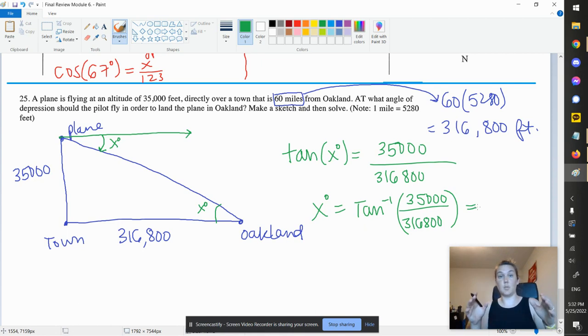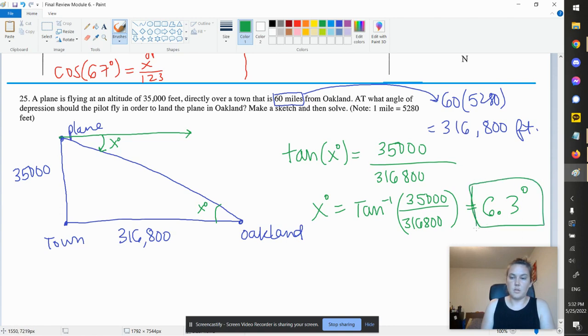Perfect. I'm going to plug this into a calculator exactly as I wrote it. So I'm going to put tangent inverse parentheses 3,500 divided by 316,800 parentheses. Press enter. It's different on your phone calculator, but we're not using our phone calculator on the final anyways. This means the angle of depression should have been 6.3 degrees.